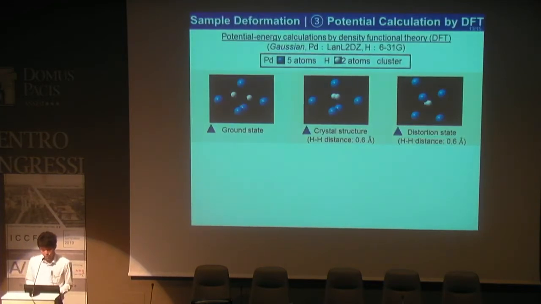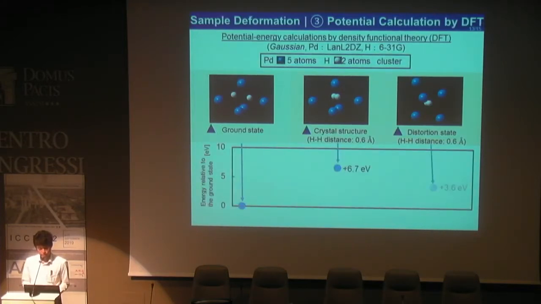And this slide shows potential calculation by density functional theory. We calculated the potential energy with Gaussian software. This time, we calculated with a cluster of 5 palladium atoms and 2 hydrogen atoms. We will show the calculation results of 3 states. The left is the ground state, and the middle is the state where palladium is in the crystal structure and hydrogen atoms are close to each other. And on the right, palladium is distorted and hydrogen atoms are also close.